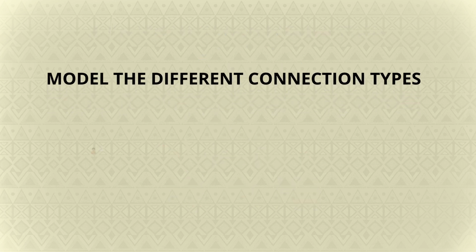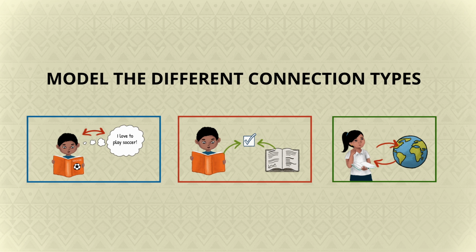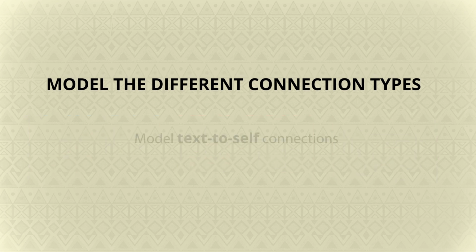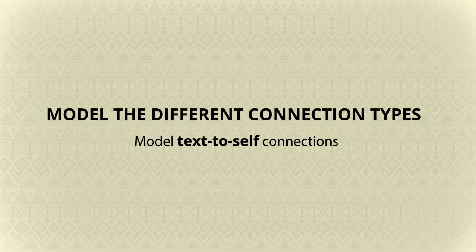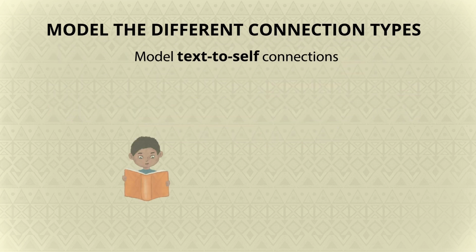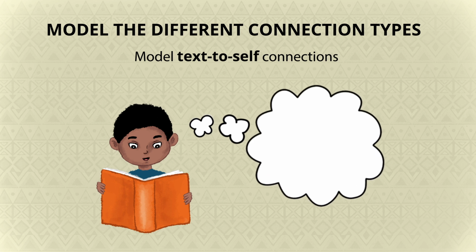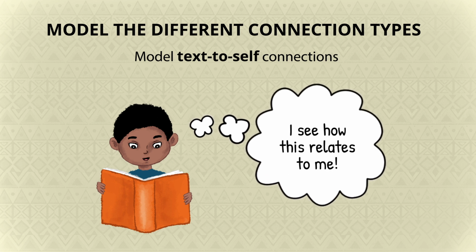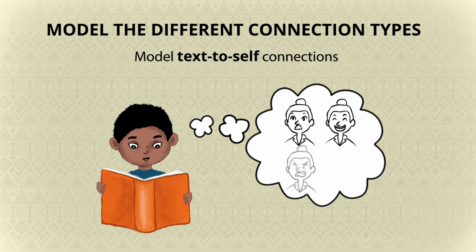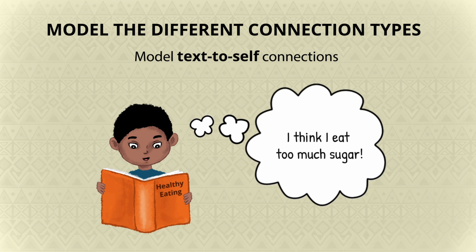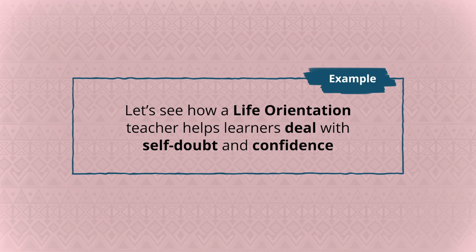The teacher should model the different types of connections to help learners see what this looks like in practice. First, let's look at text-to-self connections. Text-to-self connections help the learners personally relate to text. This can help them make good guesses about the feelings, decisions, and motivations of characters in a story. When the strategy is used with non-fiction texts, it can help learners understand how the text is relevant to their own lives. Let's see how a life orientation teacher helps learners deal with self-doubt and confidence.